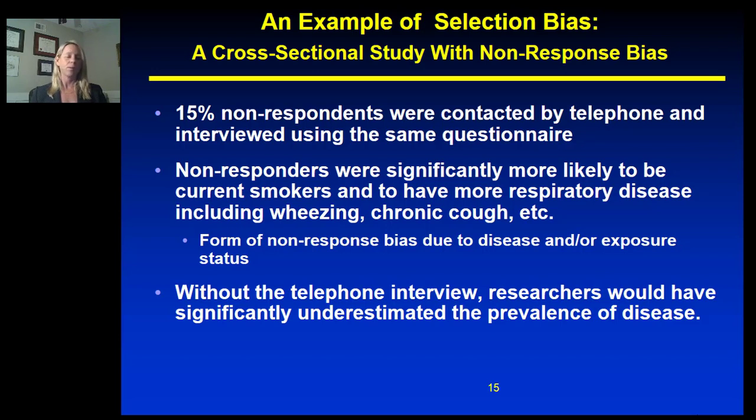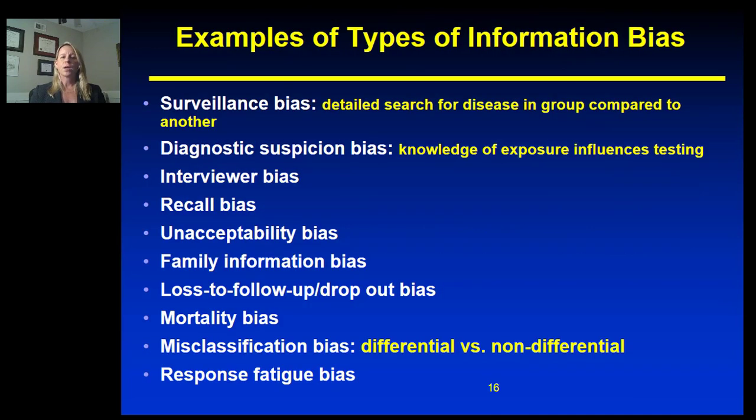So again, it's just one example of many where there can be selection bias in the individuals who choose or who are chosen to participate in an observational study, as well as an experimental study trial. And it can lead to a measure that's above or below the true measure. So now I want to talk about the different types of information bias.